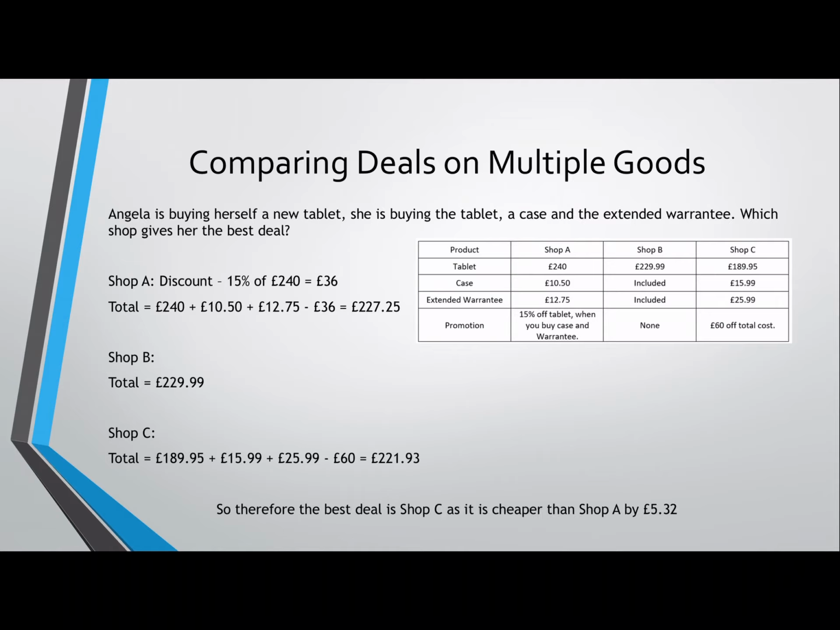We've done all our work, but we're not done because we need to write a sentence to communicate what's happened. So at the end: therefore the best deal is shop C, as it is cheaper than shop A by £5.32. You can make a comment based on the actual numbers there. You could just have said it's shop C because it's cheaper than shop A and shop B. I just decided in here to put some numbers in on my comparison as well.